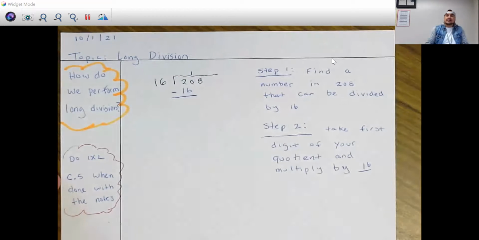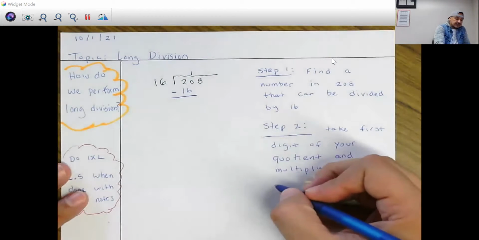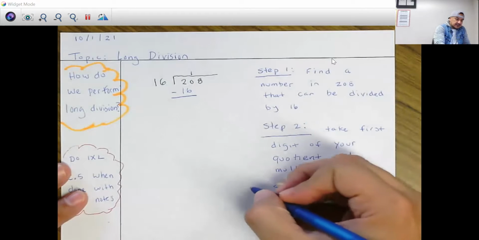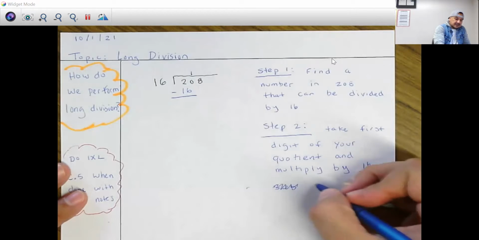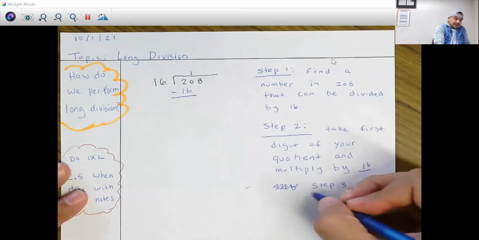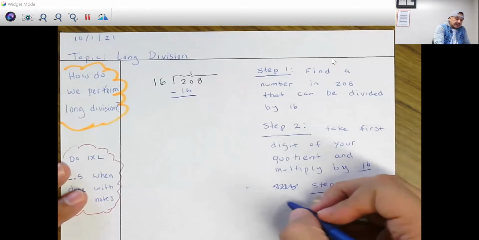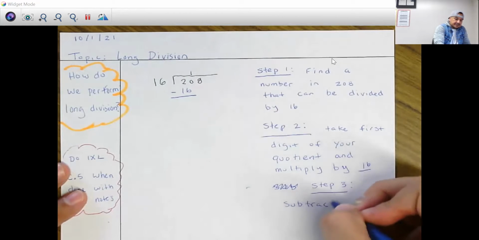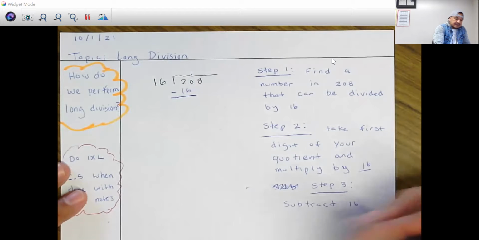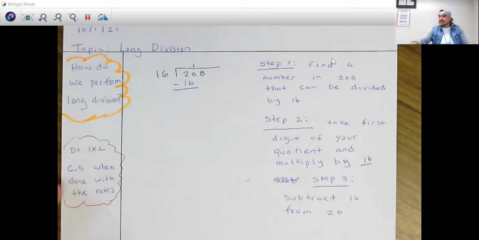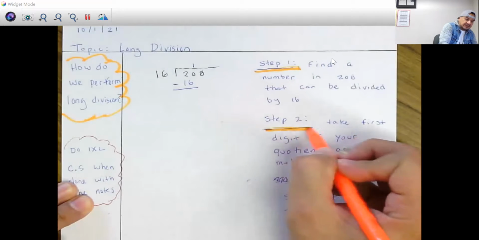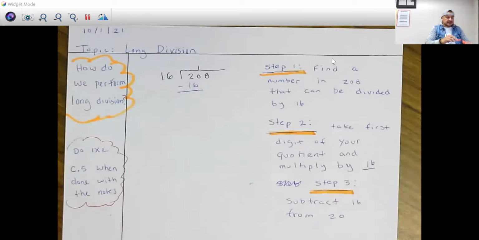And then we're just going to subtract, okay? So step 3 would be subtract 16 from 20, okay? And then step 4 really is just repeating the process, okay? So there's nothing really different after this, right? We just repeat the process, okay? So what's the next value that 16 can go into, all right?